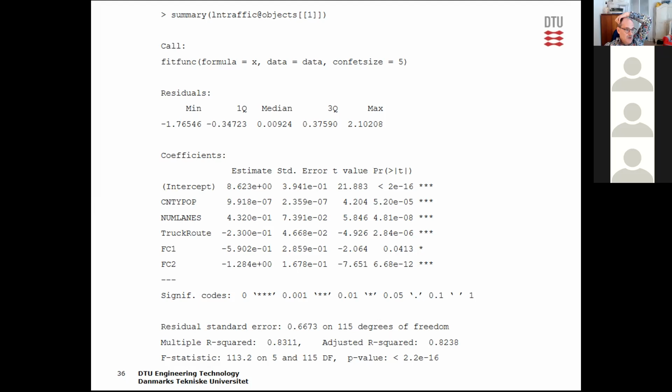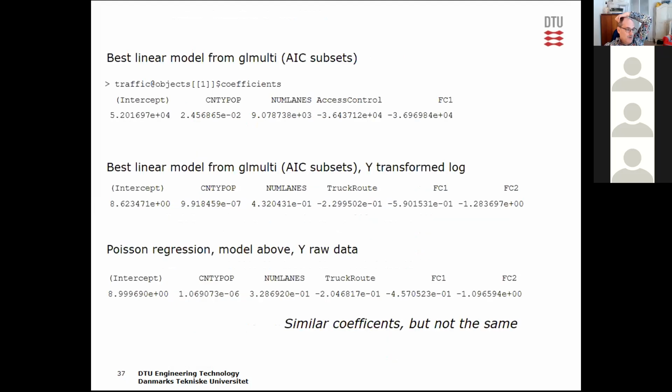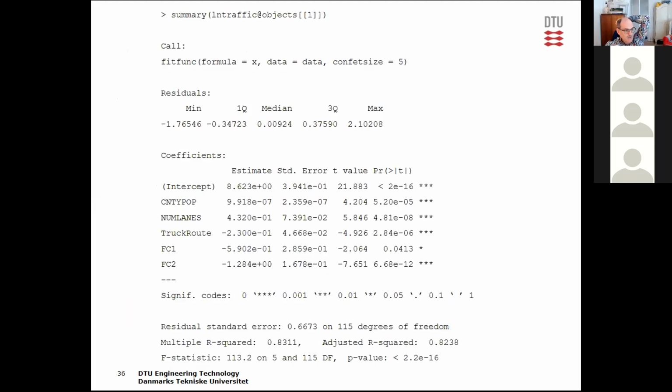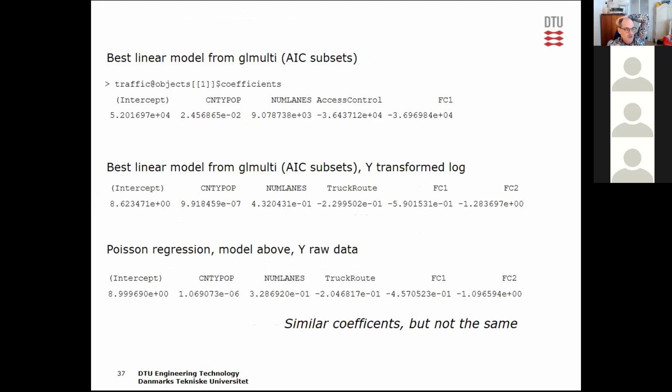This one is the result of me transforming. I took the Minnesota highway data and I transformed it with a log function. I transformed the car count from the raw car count to the log of the car count, and that's what this result is. So here's a comparison of those three scenarios.